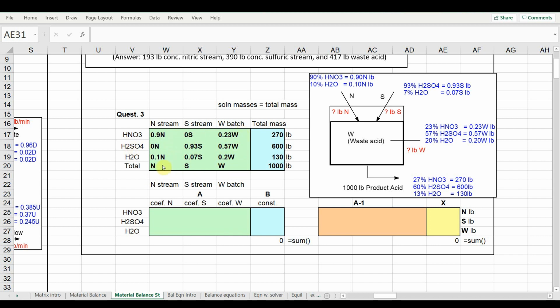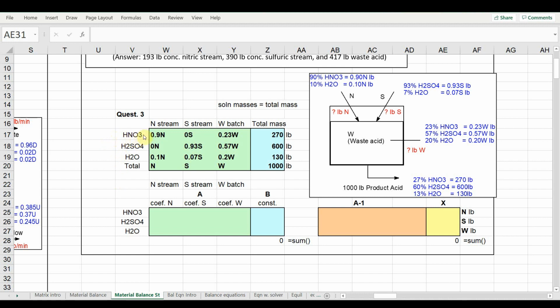So I've written the total pounds of the nitric acid stream would just be N. The total pounds of sulfuric acid stream is S, and the total pounds of the waste stream is W. And those three streams combine together to give us 1,000 pounds. There's one equation. Now let's write a mass balance equation for each component.